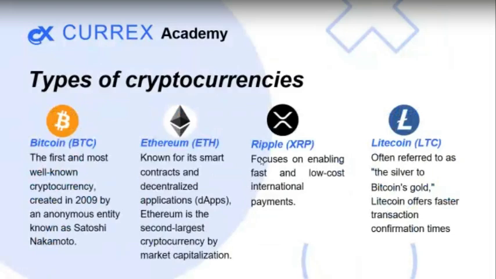I know most of us will be like, what are the types of cryptocurrency we have? We have a lot. We have thousands of cryptocurrency assets in the world right now, and people are trading them 24/7. But the most popular ones are Bitcoin, Ethereum, Ripple, and Litecoin.